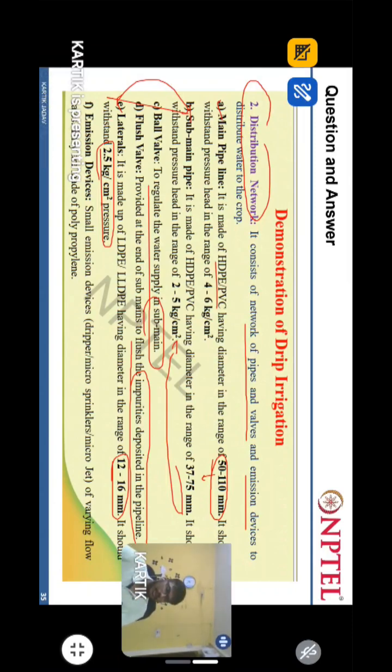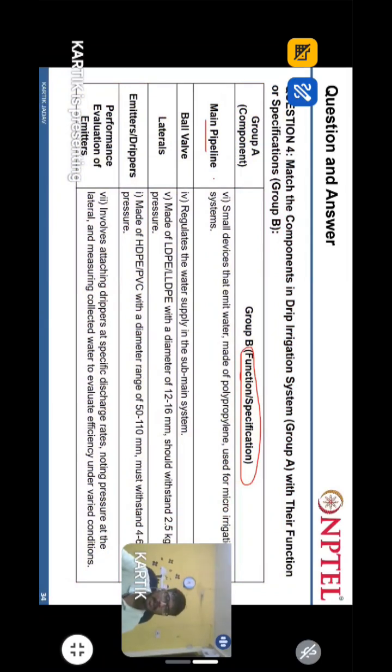And on laterals, we have the emission device, that is maybe various kinds of drip emitters, right? And that is made up of polypropylene. Let's solve this question. Main line, we know that main line consists of HDPE or PVC. The diameter is 5 to 11 centimeter, and it must withstand 4 to 6 kg per centimeter square pressure. Ball valve we use to regulate the water supply in the pipeline.